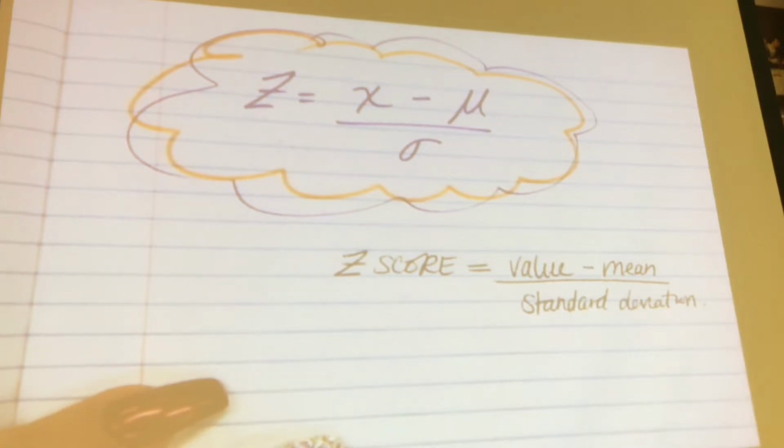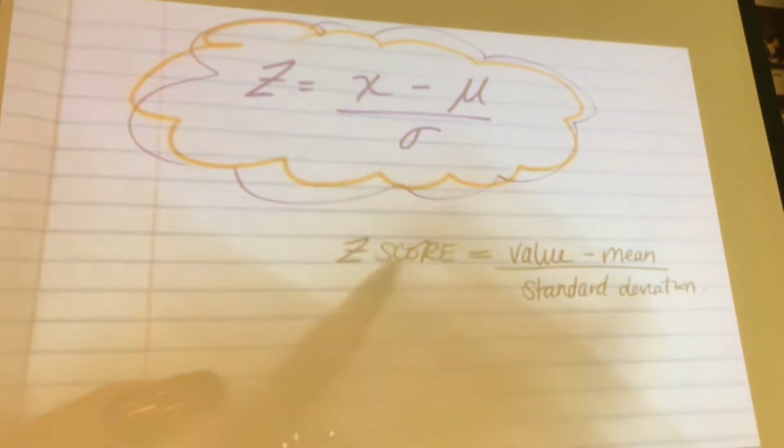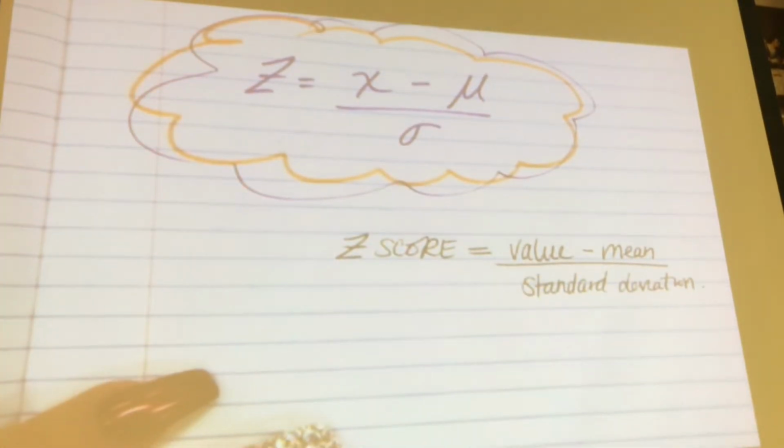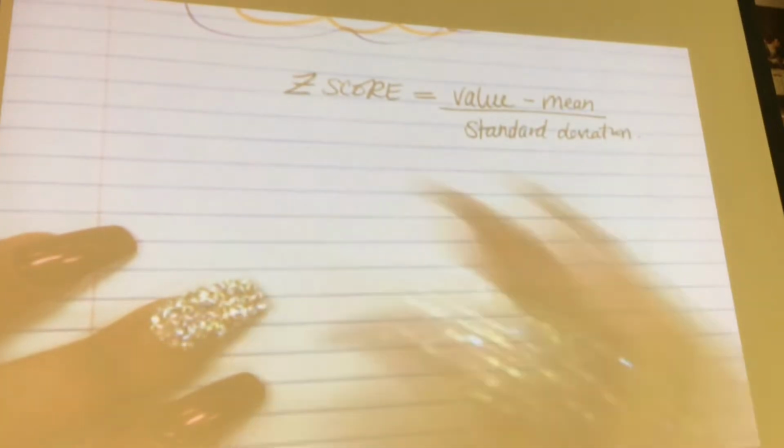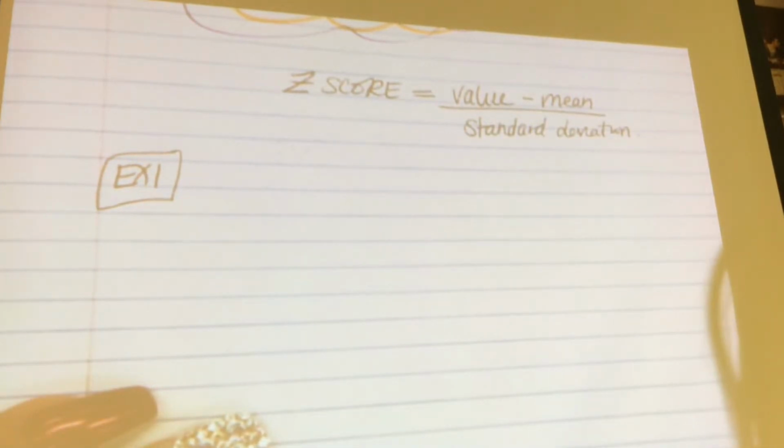Okay? So let's say we want to find out some information on people's z-scores. Let's give a hypothetical here. Example 1. Let's say tomorrow you walk in the door.